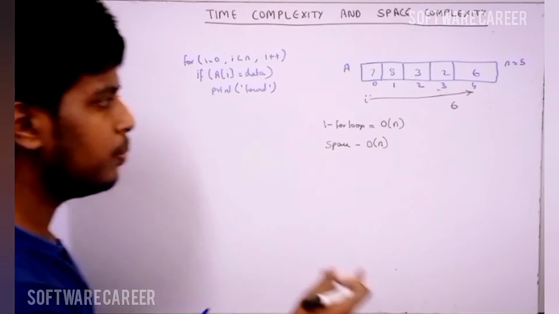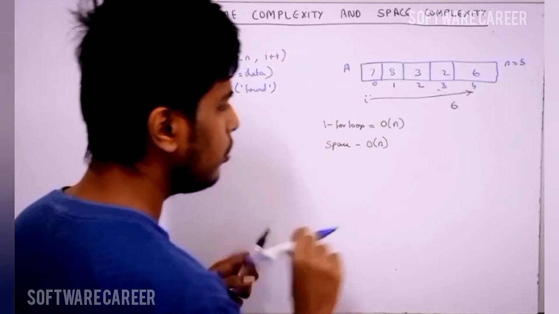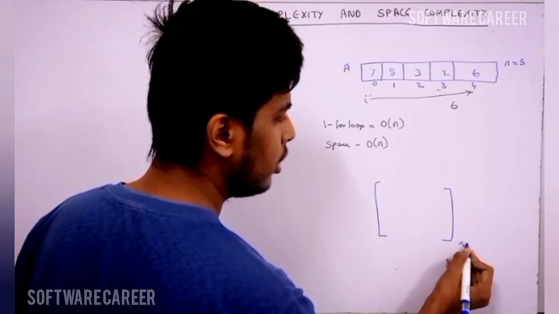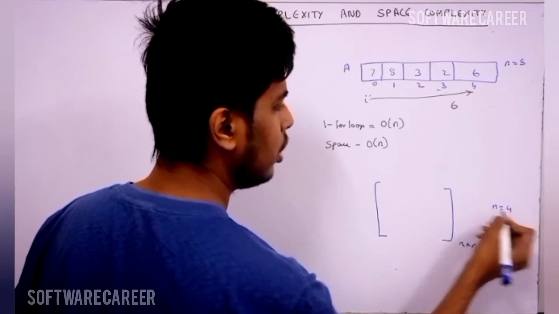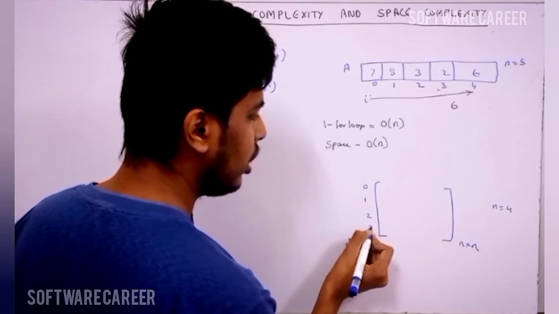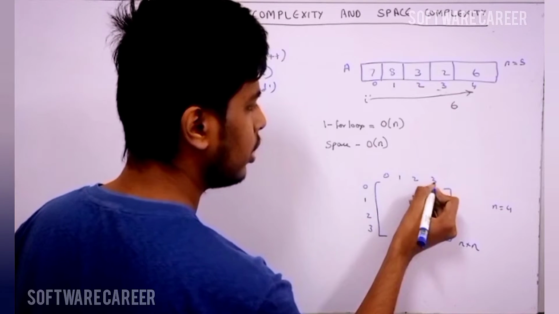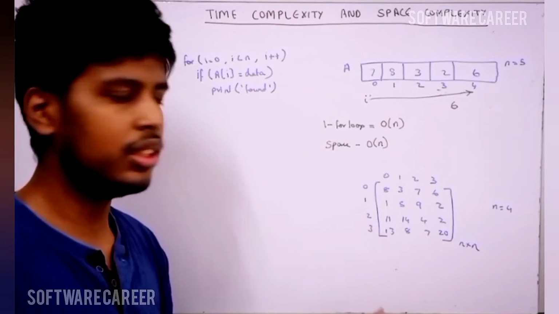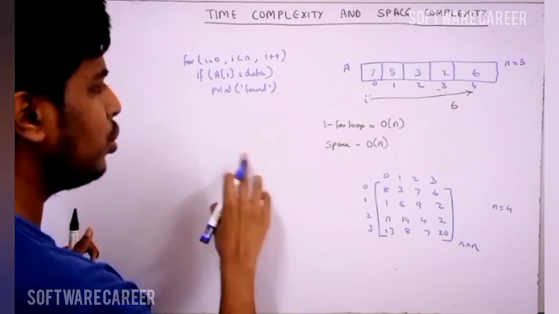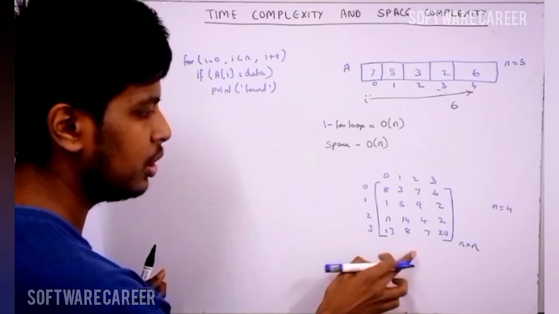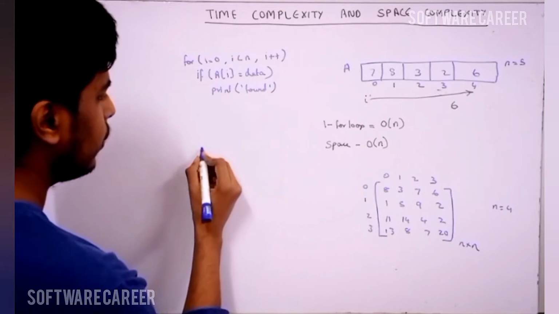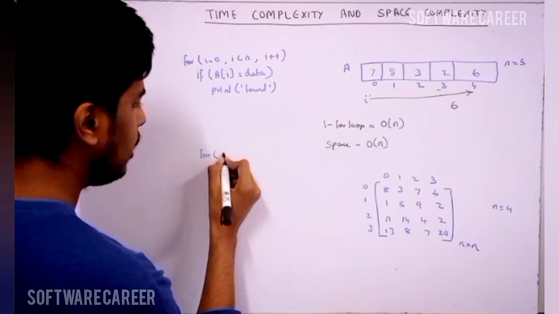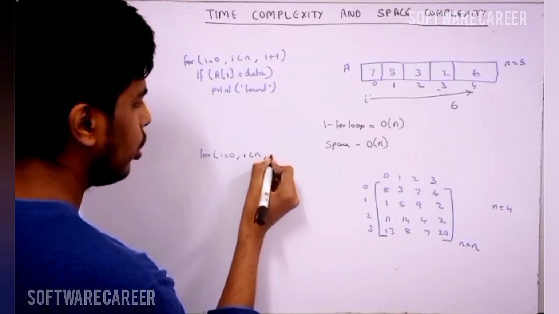Now let's see another example. Now I'm taking a matrix example. Suppose I'm storing elements in a matrix n cross n, where n is 4. Now see, indexes 0, 1, 2, 3 here, and also 0, 1, 2, 3 here. Now I am storing elements here. Now let's find how to find the time complexity and space complexity for this matrix. Now I am writing the code. See, for i equals 0, i less than n, i plus plus.